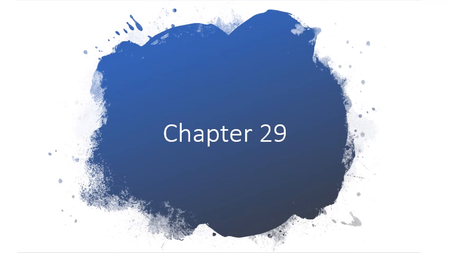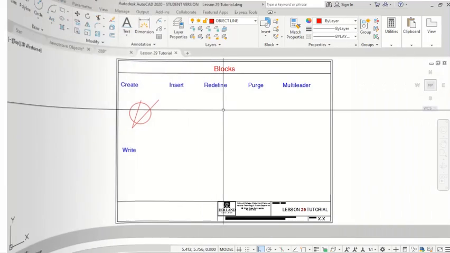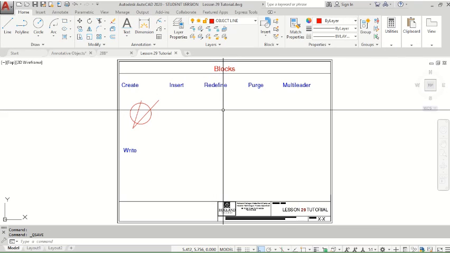The tutorial for Chapter 29 in your beginning AutoCAD workbook. Okay, so in Chapter 29 we're going to learn about blocks: how to create them, how to insert them, how to modify them, and how to use them with leaders.